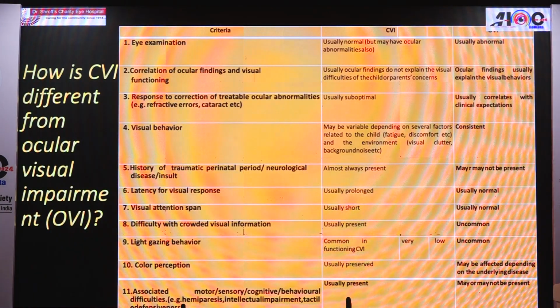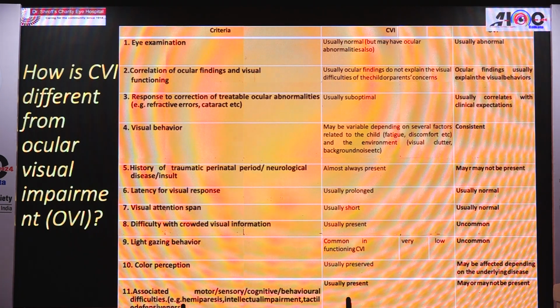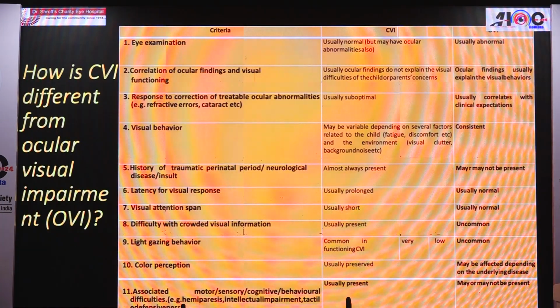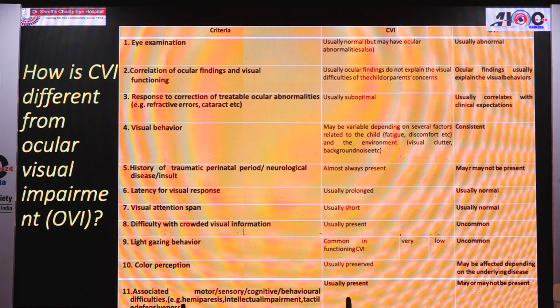Now, to revise, how is CVI different from OVI? We know that in OVI, we can explain the visual behavior, whereas in CVI we cannot. In most of them, they would have prolonged latency for visual response. The attention span is poor. They have difficulty with crowded scenarios. Light gazing behavior is present, and color is usually preserved. Unlike in CVI, in OVI the color may be affected based on the neuropathy or maculopathy.